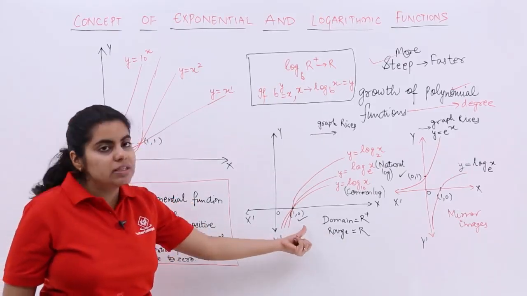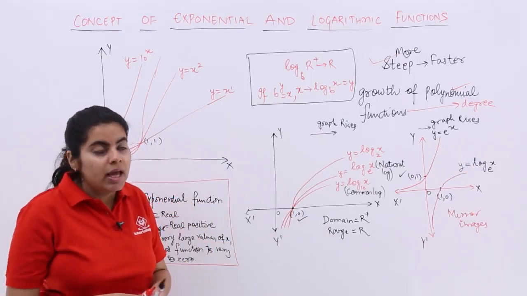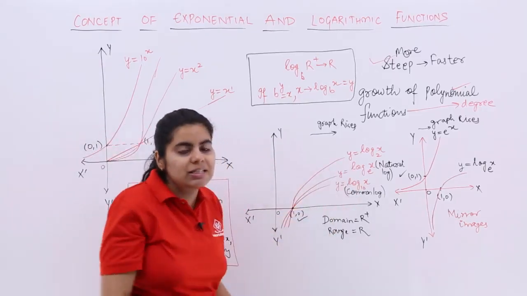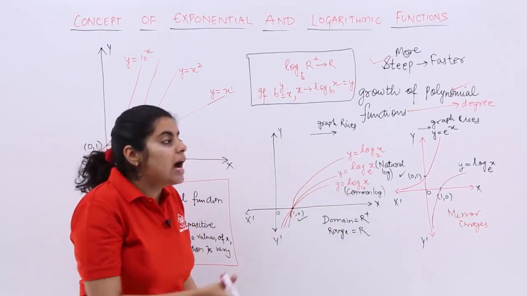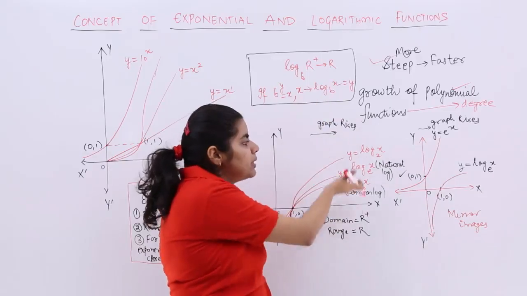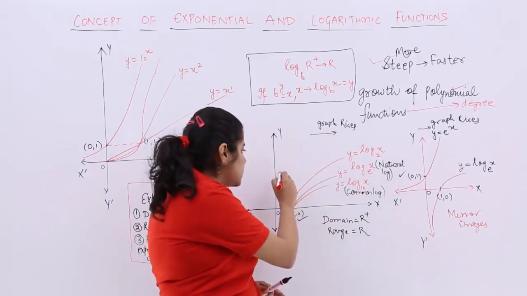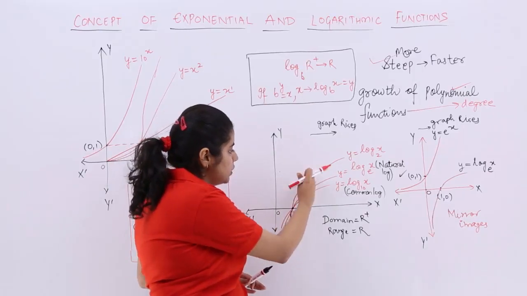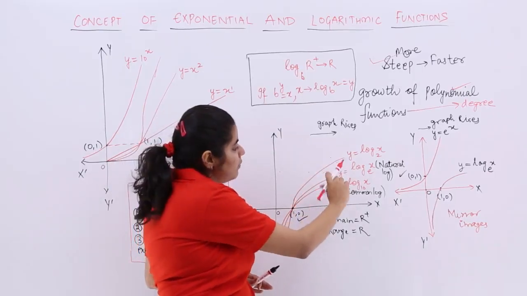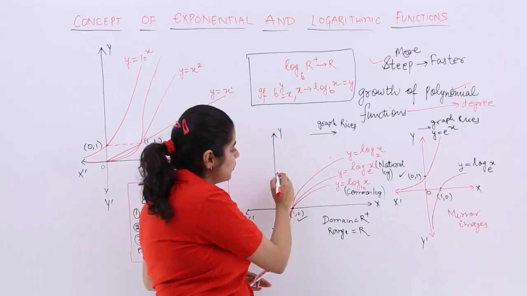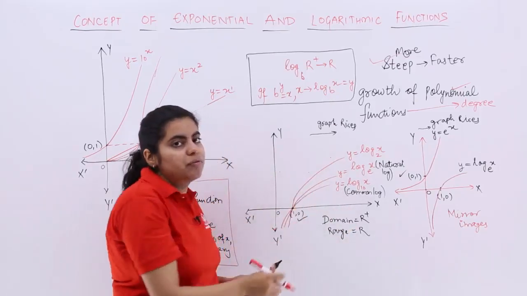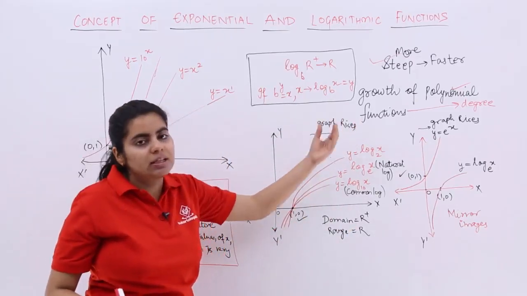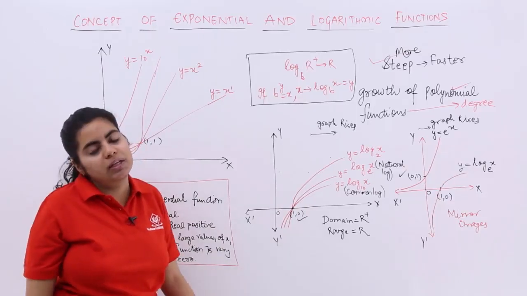And (1, 0) is always located on it. When I move from left to right, I see that my graph basically rises. When I was here, the height of the graph was this. When I moved here, the height became like this. When I moved more here, the height increased. So moving left to right, the graph rises. This is about the logarithmic function.